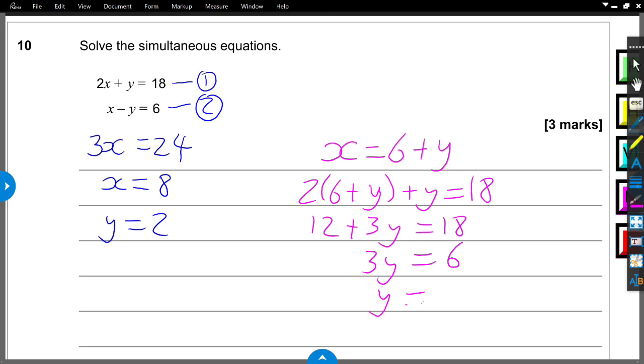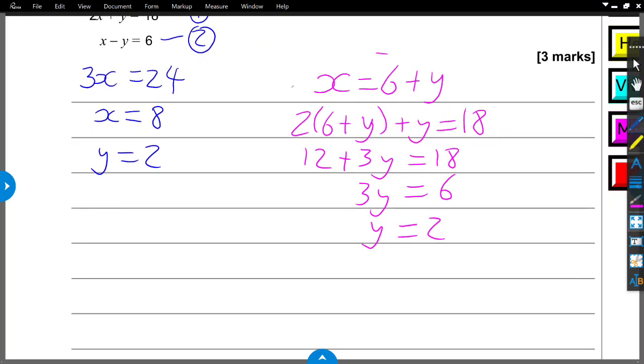Divide by 3, I get that y is equal to 2, which is the same as what we had up here. That's good news. And now because I've already got this rearranged in the form that x is equal to something, it's just quite easy. I can just slot this 2 straight in. 6 plus 2, x must be equal to 8.